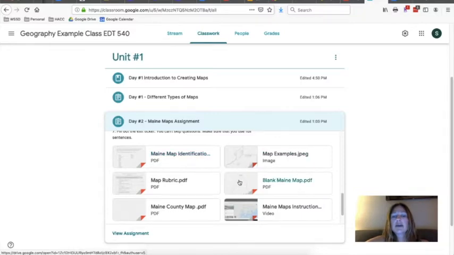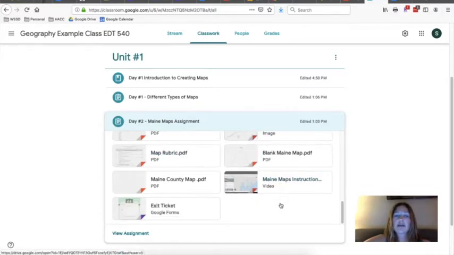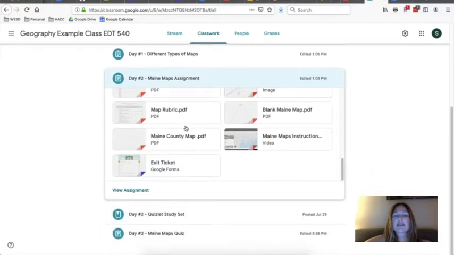They've got the worksheets that they need, the rubric is there, so they have the digital copy of all of it, but they'll have a printed copy in class so that if they are at home, they can print these off and complete it at home. Again, she has another video explaining how to do it. There's the exit ticket for the end of that assignment.